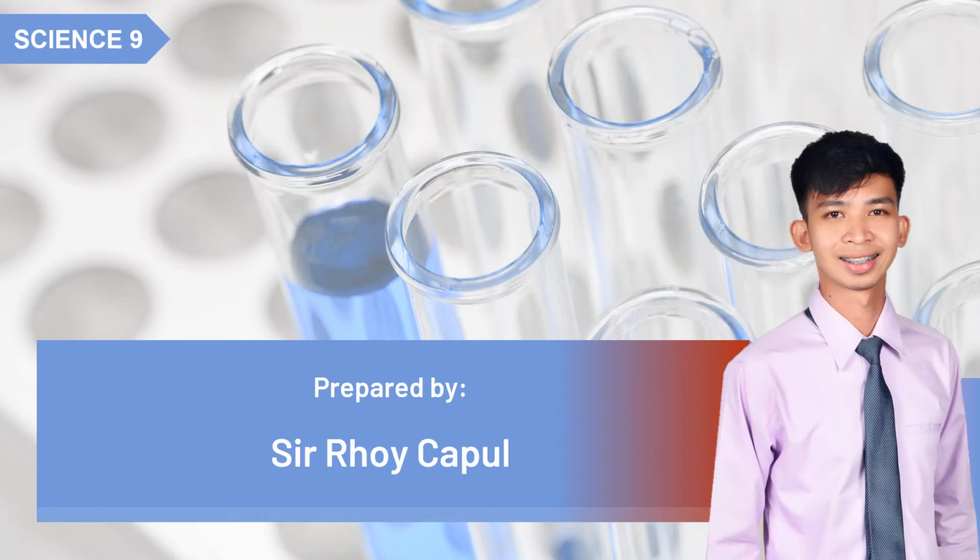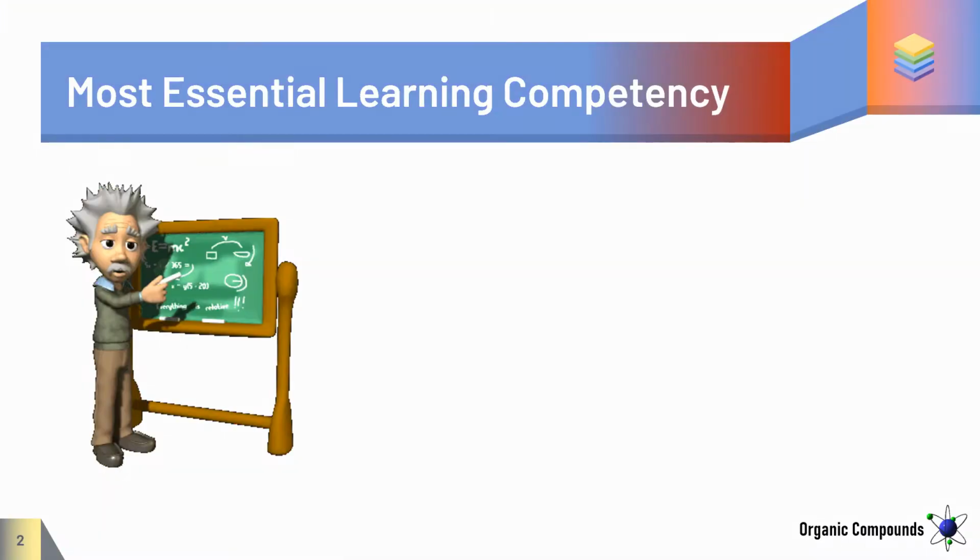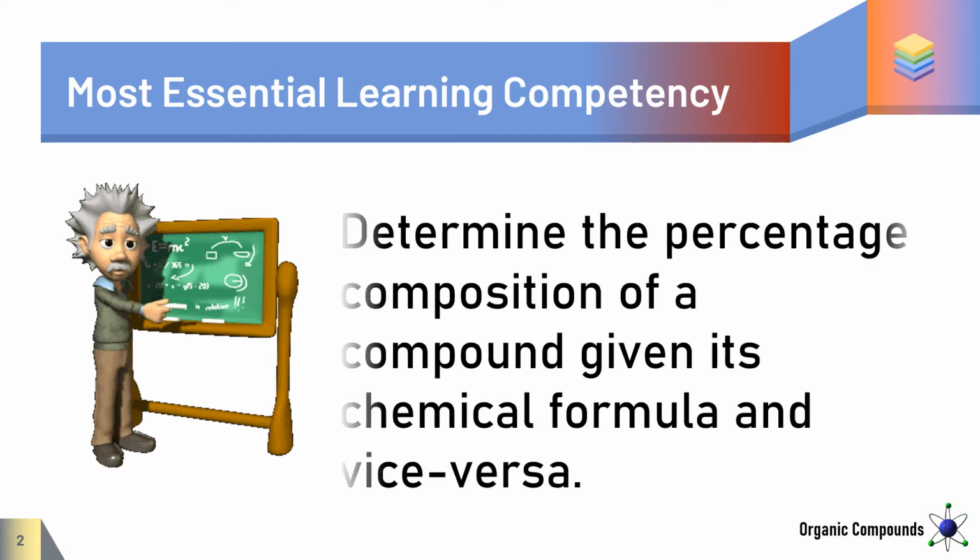And for this day, we're going to talk about percentage composition of compounds. So, let's begin. The most essential learning competency that will be covered in our discussion for today is to determine the percentage composition of compound given its chemical formula and vice versa.